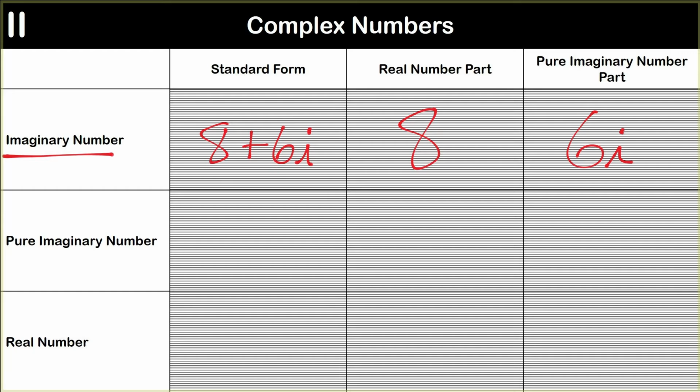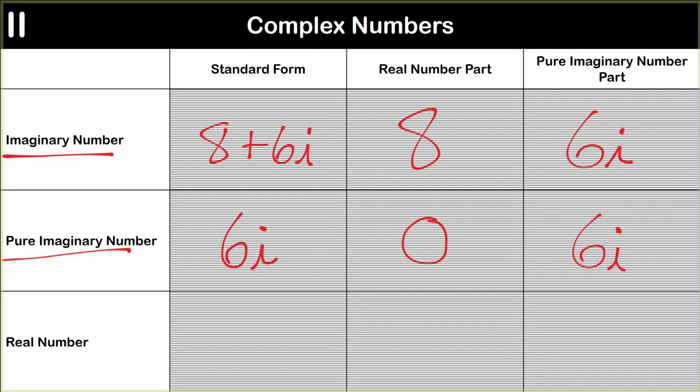In a second example, if we have a real number part of our complex number that's 0 and a pure imaginary part of our number that's 6i, when we put those together, that would just be written this way, 6i, and that is just called a pure imaginary number. That's what you call a complex number that doesn't have a real number part.